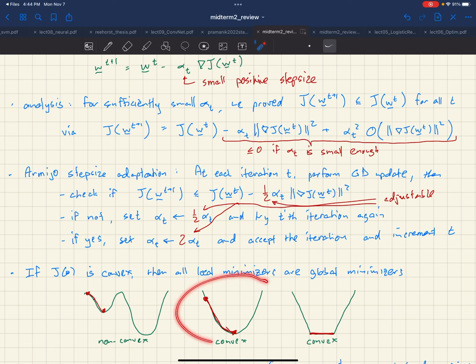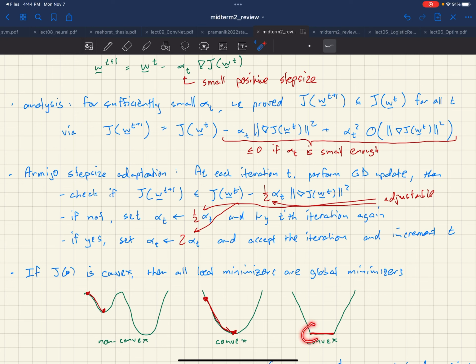So here's one case, quadratic, where it turns out that this local minima is unique. But it's not necessarily unique in convex optimization. So here's another case where you have a convex cost, and you have many minima, but they're all equally good. So all your local minima are global minima.